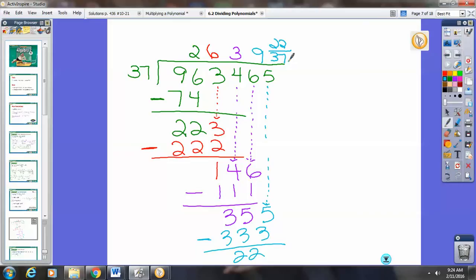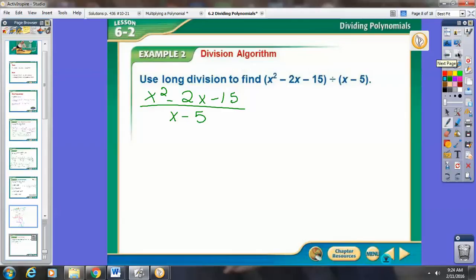We're not really using numbers today. We're going to use polynomials and variables. We're dividing a polynomial by a binomial. So let's go back to this problem that we just looked at. We're going to use long division to simplify this. So we're dividing by x minus 5. That's going to go outside of our division symbol, and x squared minus 2x minus 15 is going to go underneath that division symbol.